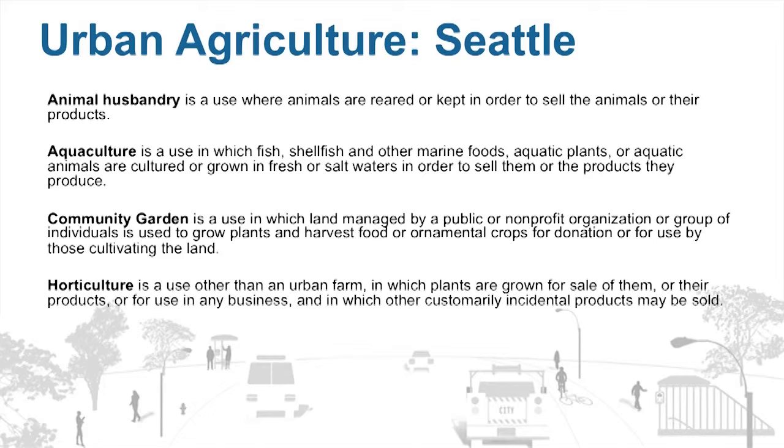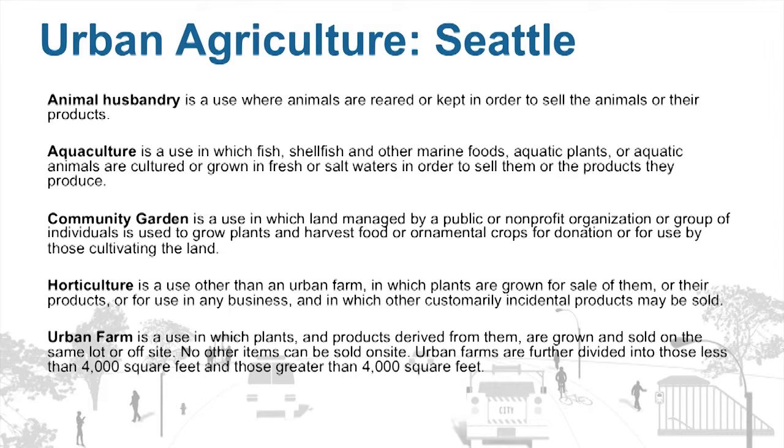Next, Seattle defines horticulture as a type of urban agriculture, and it's a use other than an urban farm in which plants are grown for the sale of the plants themselves or for their product for use in a business. So this is a business type of use. And finally, Seattle defines an urban farm, which is a use that is for commercial production, and items that aren't from the farm can't be sold on site, but the items from the farm can be sold on that plot.